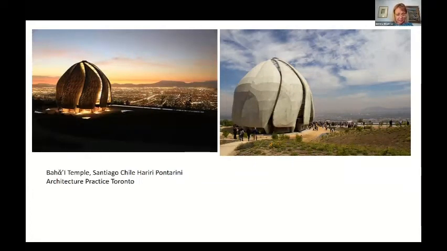Does anyone know this building, and anyone have a thought about what it could be? It is the Bahai temple in Santiago in Chile, by the architectural practice called Hariri Pontarini, based in Toronto. And 180 people put forward plans for this. The Bahai religion wanted a temple in South America, and their beliefs were the 9 pathways and the inner light within all of us.